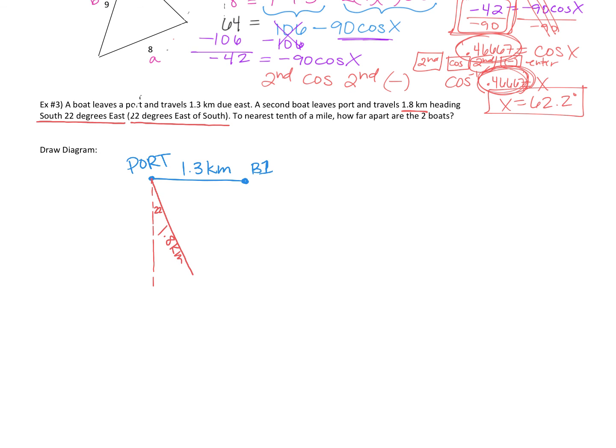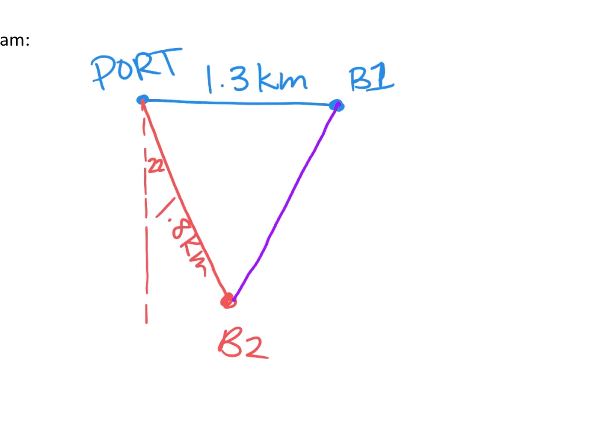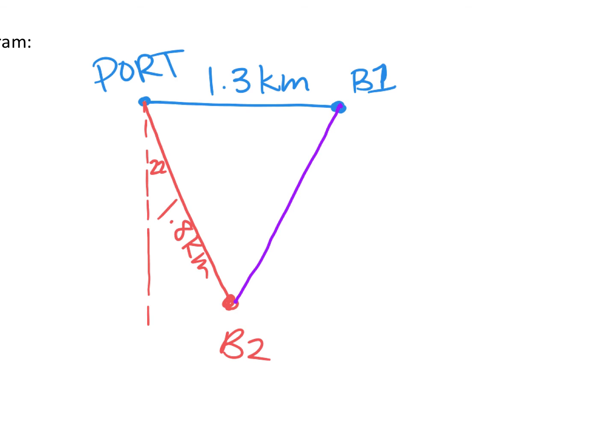The question is, here's boat 2, how far apart, is that the question? Yes. How far apart? Can you zoom in a little? How far apart are boats 1 and 2? In other words, what is the length of that purple line? Anyone see what piece of information we have to find first? We got to find A, our capital A. We got to find the angle. How do you find that angle?